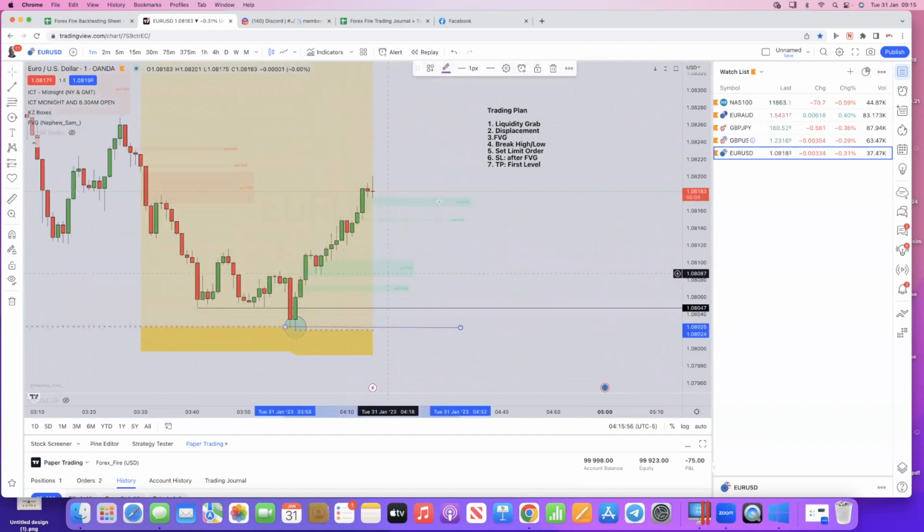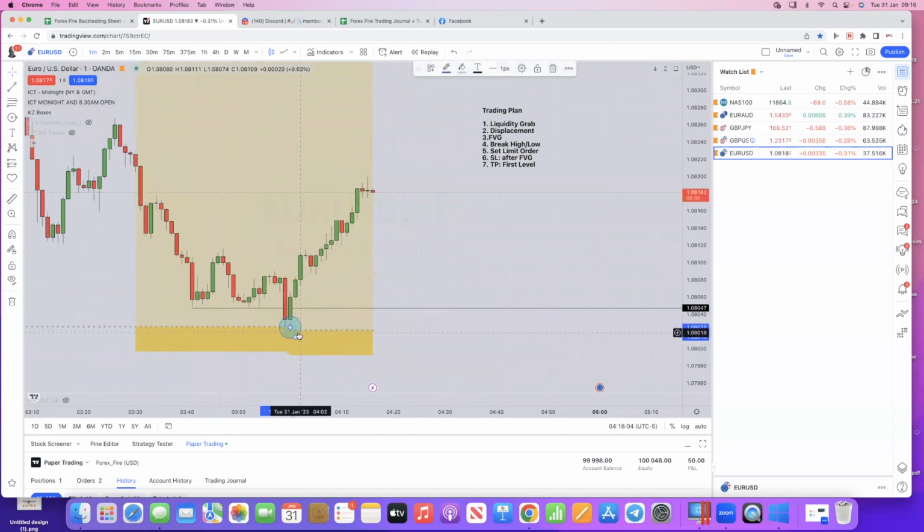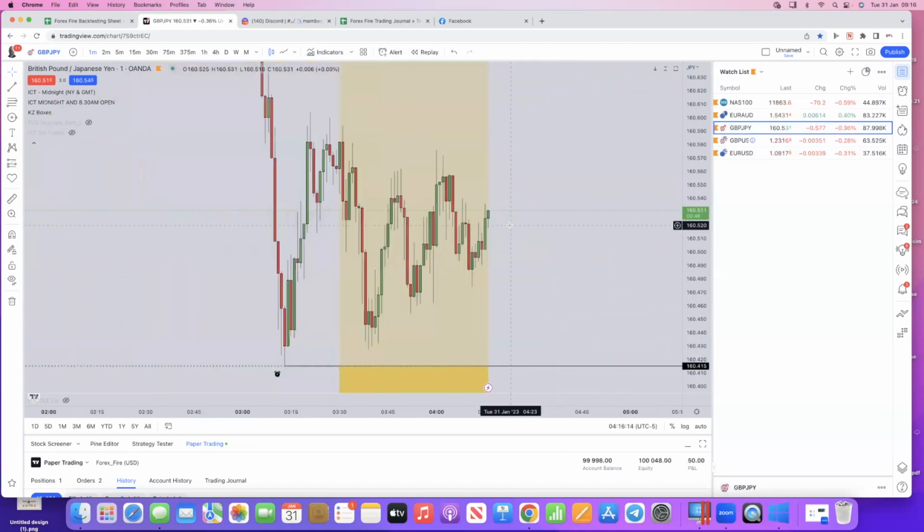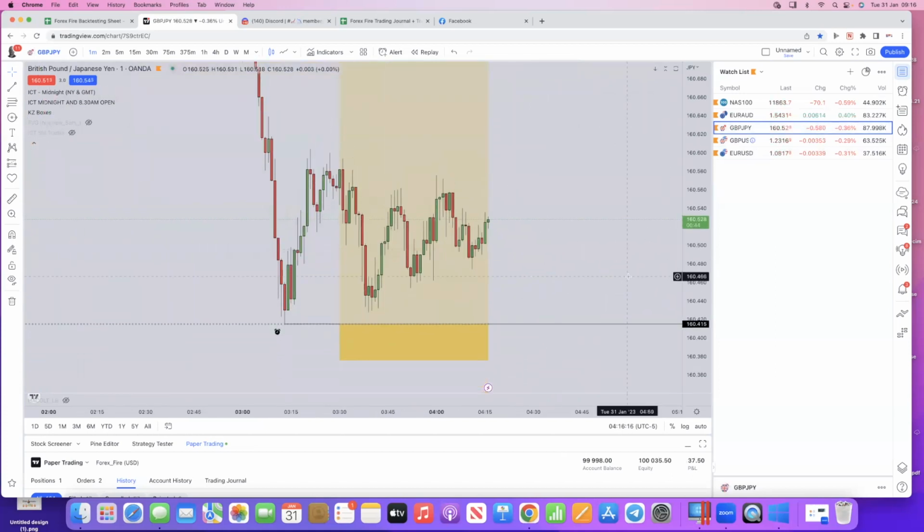It's going to get rid of that 2-minute fair value gap. We'll get rid of this here. Create the new low. And we're just resetting. Again, the GBP has just been stuck in this high-low range here.